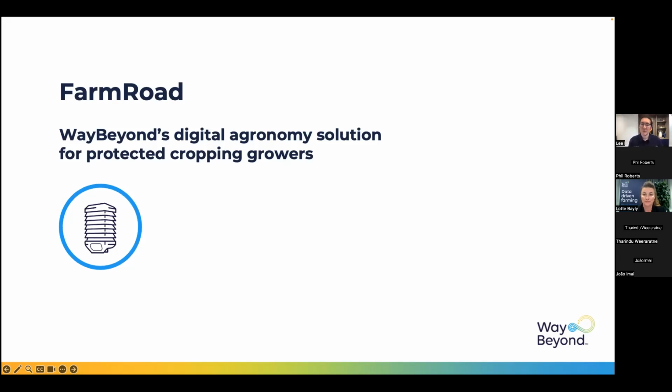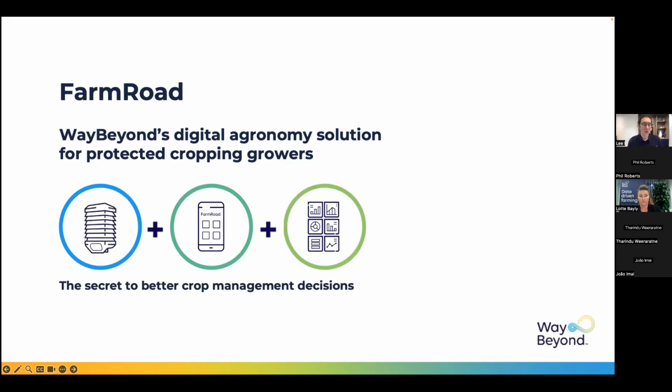There's also an option to add plant temperature, and we discussed that's a really important metric earlier today, as well as a substrate moisture sensor. FarmRoad also has an application that enables data collection within the greenhouse for things like pest and disease scouting, crop measurements, production measurements, and finally an online platform that brings all of that data into one place.